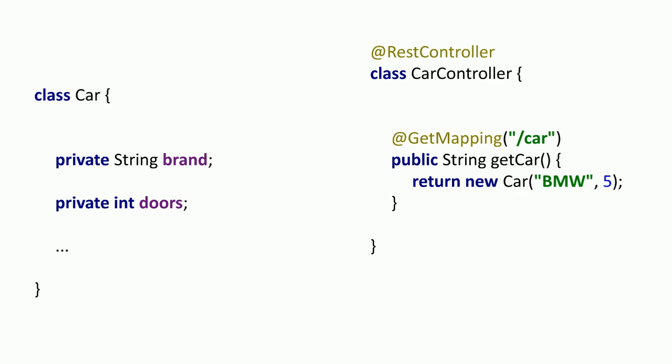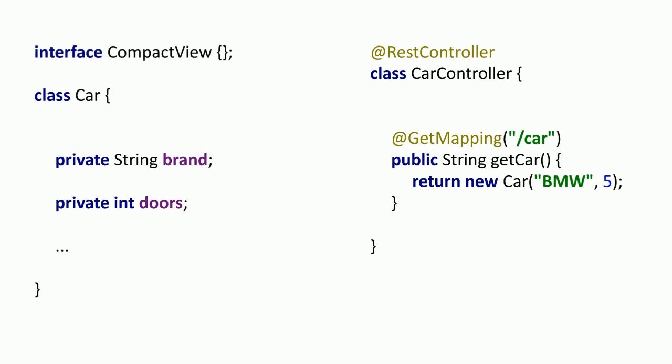So here you have a car with a brand and doors, and you have a car controller, which is a GetMapping. By the way, that's an alias for RequestMapping with path get, which is more concise, which is returning a BMW. Okay, so what can we do? We can say, I don't care about doors in certain scenarios. Okay, I only want to give back brand.